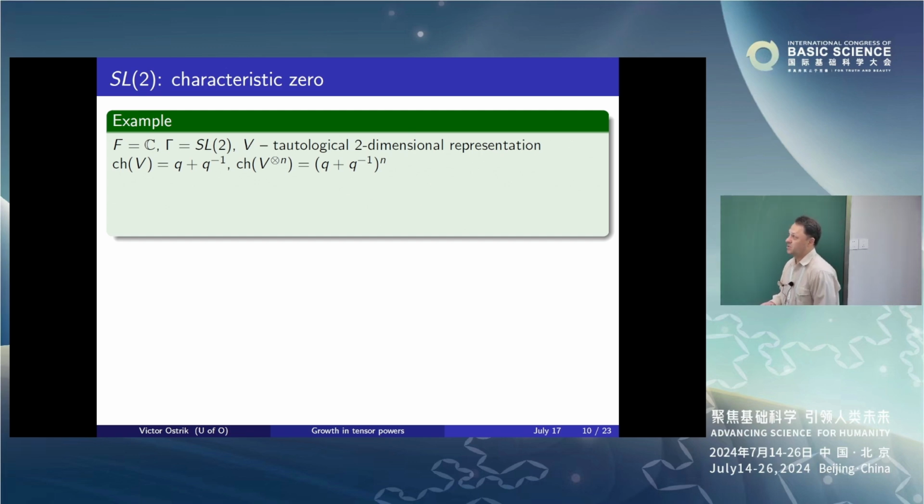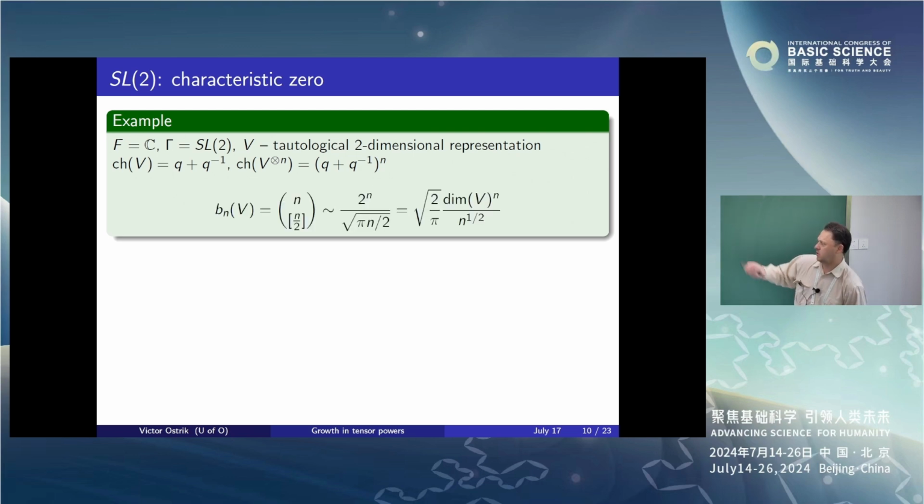My sequence is really easy to compute in this case. That's again an exercise for graduate students. So the character of the tensor power is just (q + q^(-1))^n. And from this, you deduce that my sequence is exactly given by the middle binomial coefficient, the binomial coefficient which is exactly in the middle. And if you use Stirling's formula, you will deduce asymptotics.